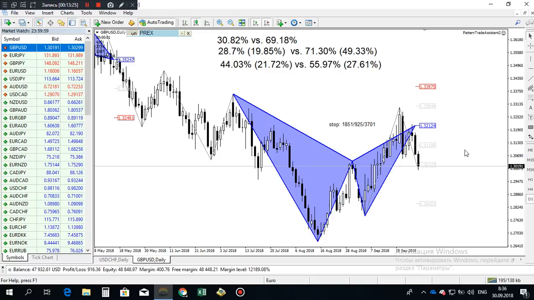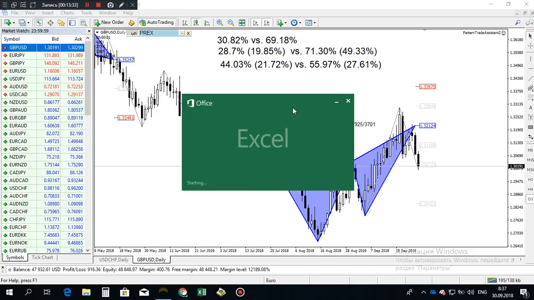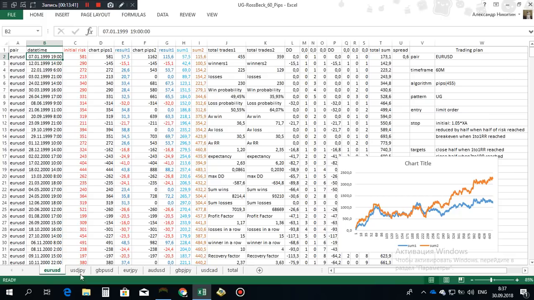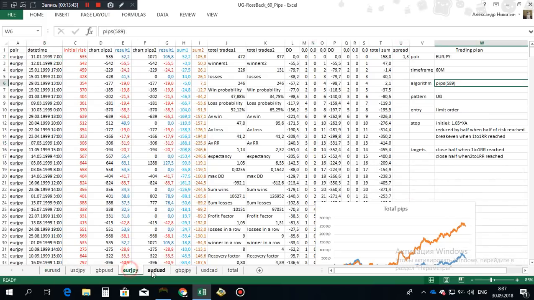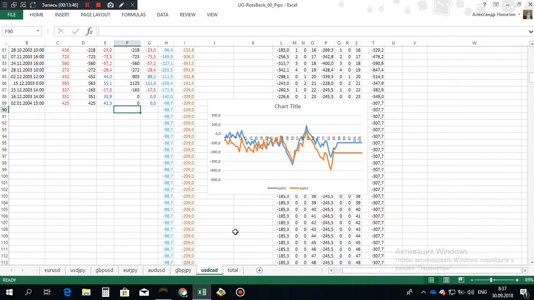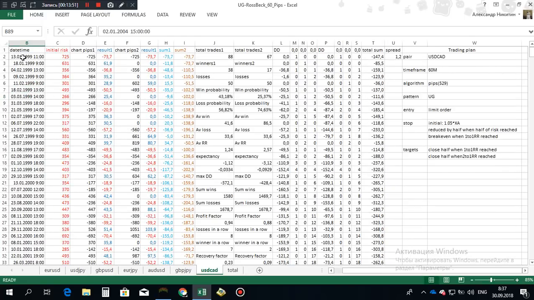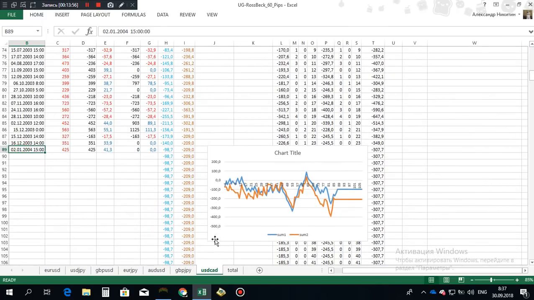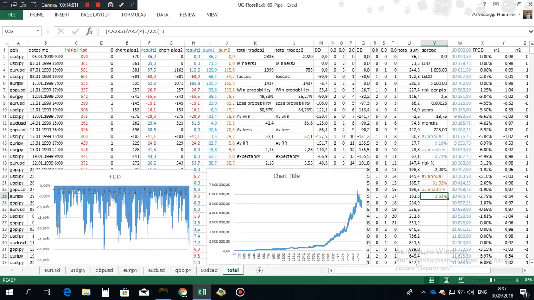They are based on my market research of the Unified Gartley, and this is a very deep research. I'll just show it to you. So the research is this. I tested Euro Dollar, Dollar Yen, Pound Dollar, Euro Yen, Aussie Dollar, Pound Yen, and right now I'm testing Dollar Canadian. You see I'm starting at 1999 and I am at 2004. Not yet good results, but other pairs are this.